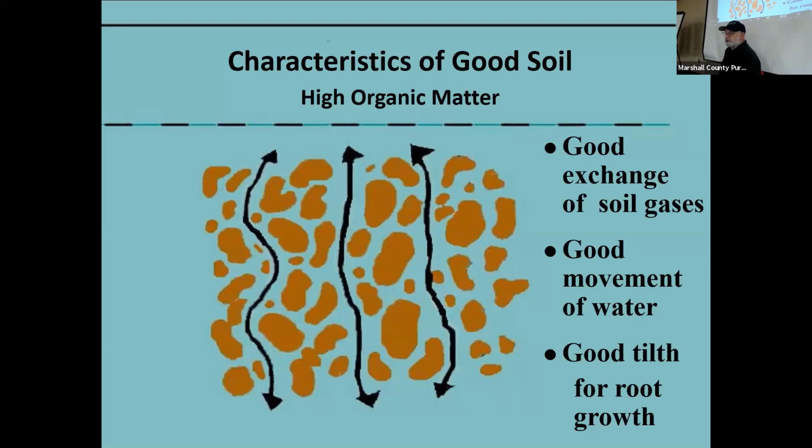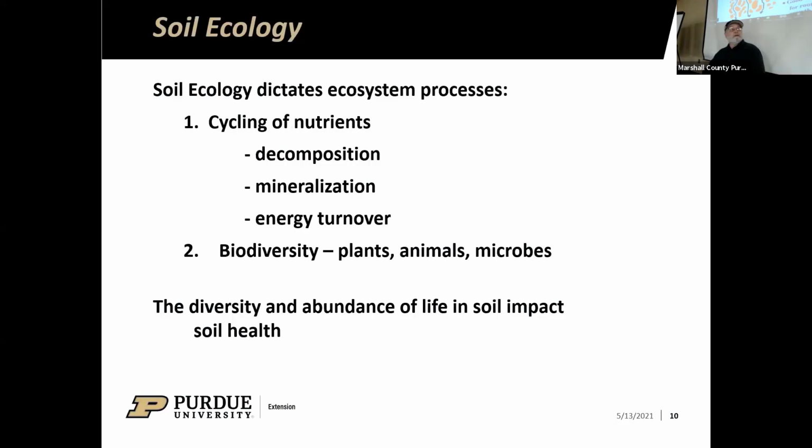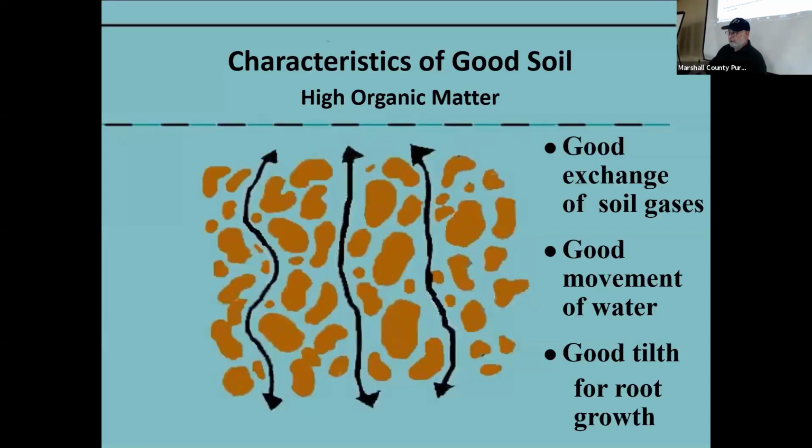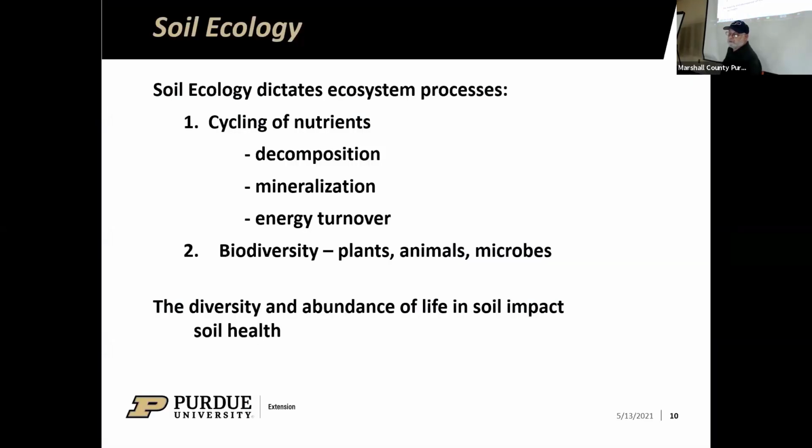So we want this good structure in our soil so that we have good exchange of soil gases, water, and good tilth for root growth. Remember, roots cannot grow through highly dense zones, so it's always good that we allow our roots to grow deep into the soil so that they can harvest the nutrients and water present deep into the soil, not just close to the soil surface.